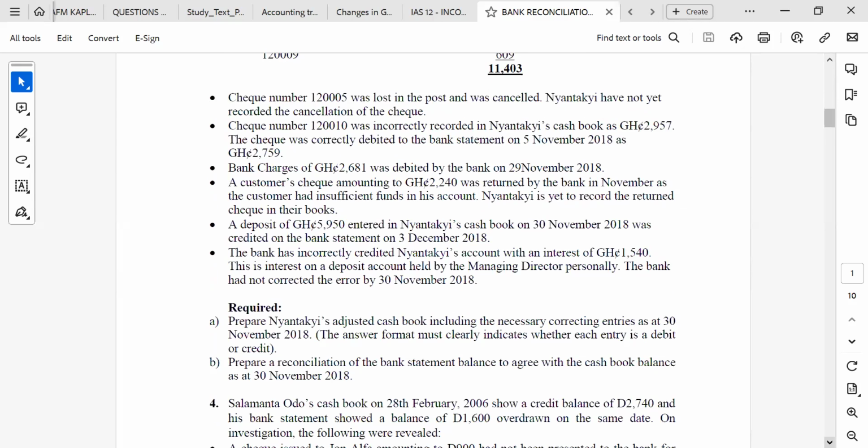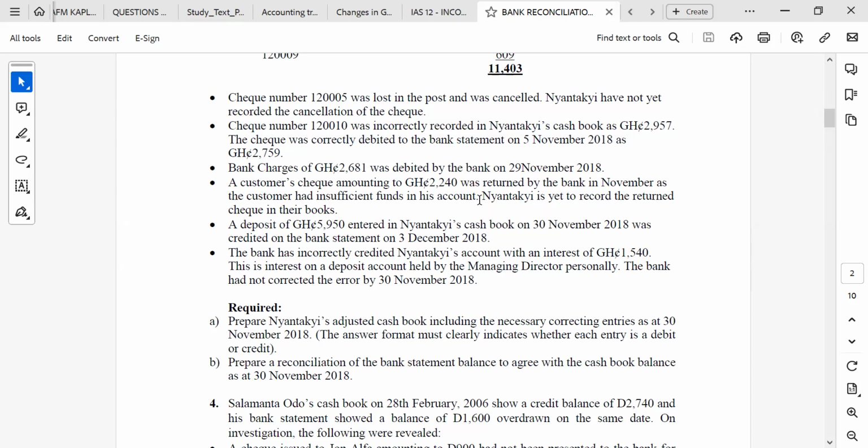They will ask you to prepare the adjusted cash book. For this one, the answer format should clearly indicate whether each entry is a debit or credit. Prepare reconciliation of the bank statement balance to agree with the cash book balance.